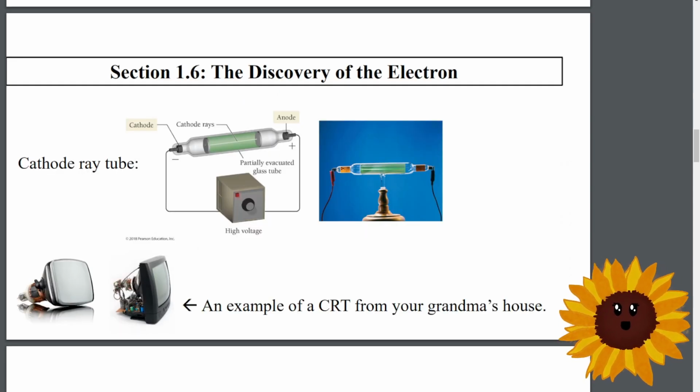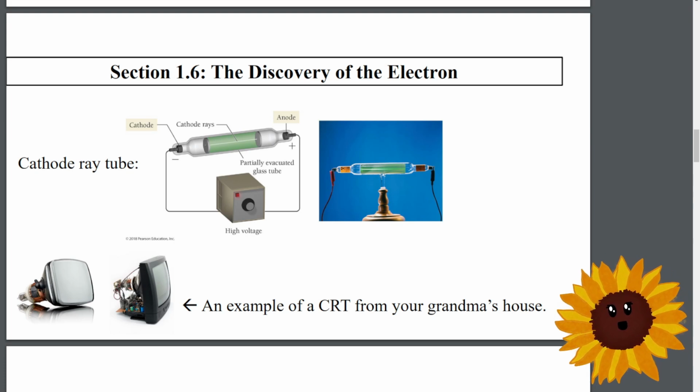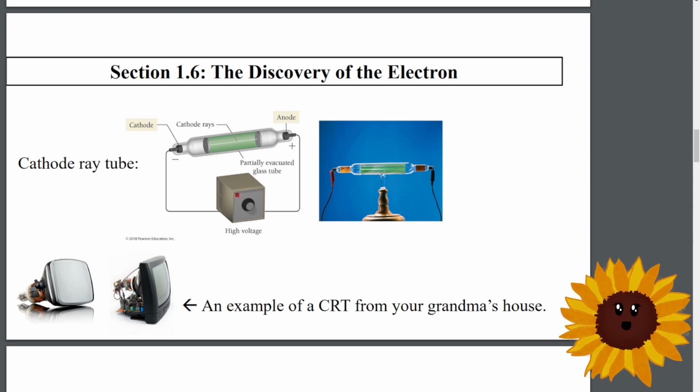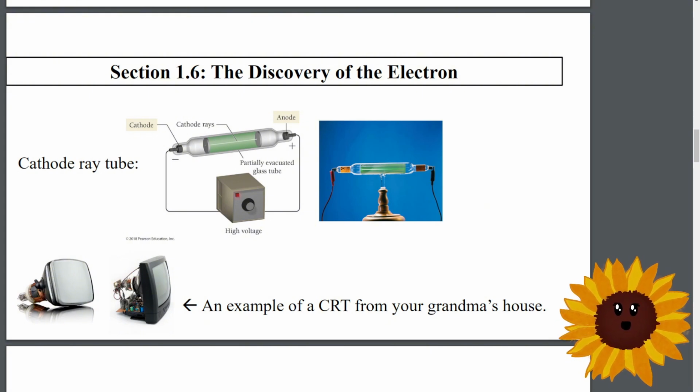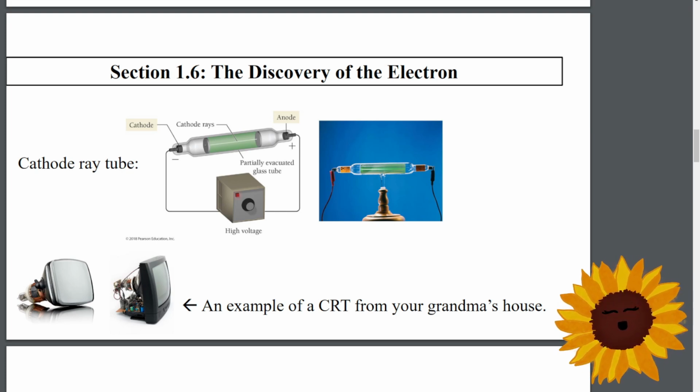So we have section 1.6, the discovery of the electron. Here is a cathode ray tube. Cathodes are kind of like negative tubes of sorts. So you have your cathode, which is negative here, and your anode, which is positive.